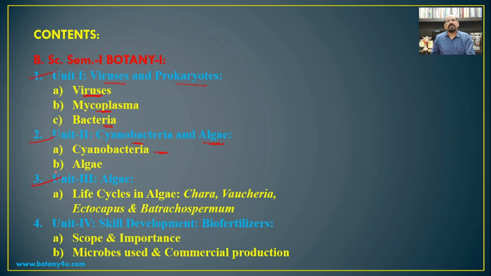In the third unit, the life cycle pattern of the different genera, that is Chara, Vaucheria, Ectocarpus and Batrachospermum, is given. While the 4th unit is skill development, which includes the biofertilizers, in which the different topics are the scope and importance of the biofertilizers, the microbes used, and commercial production of the microbes useful in the production of biofertilizers. So this will be the complete syllabus of this paper.